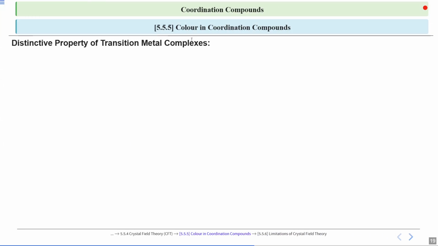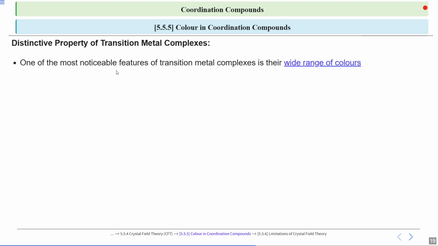Let's move to our next section, 5.5.5, color in coordination compounds, a distinctive property of transition metal complexes. One of the most noticeable features of transition metal complexes is the wide range of colors they show in their compounds. And the origin of color: what is the origin of color in these compounds?